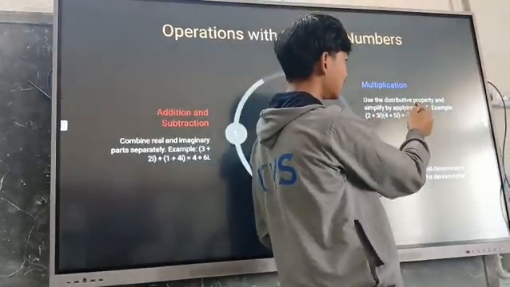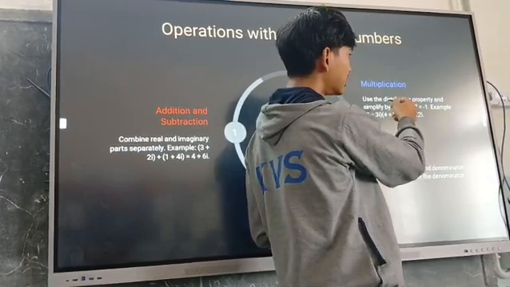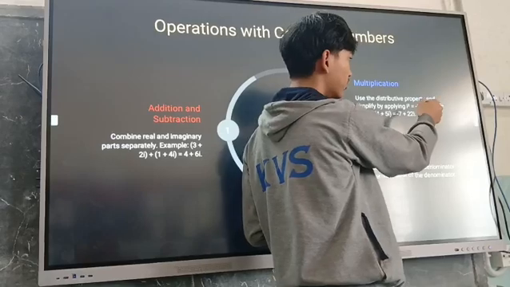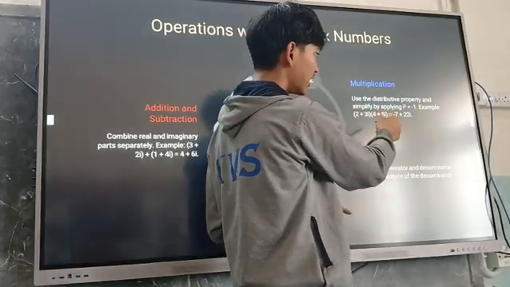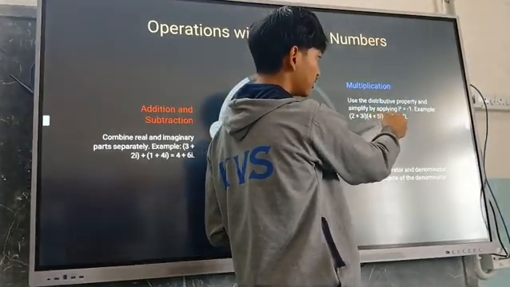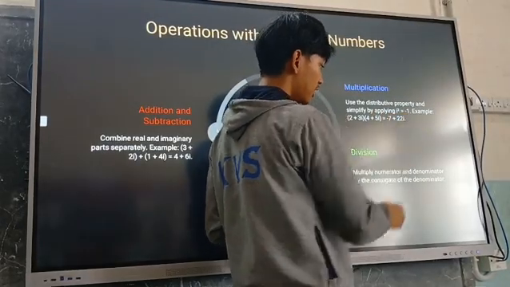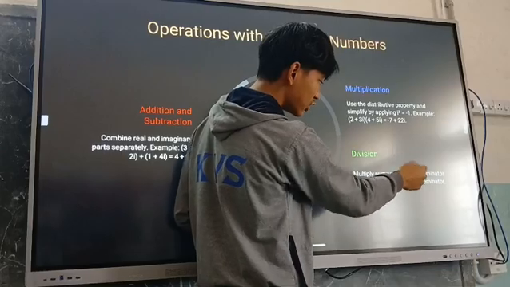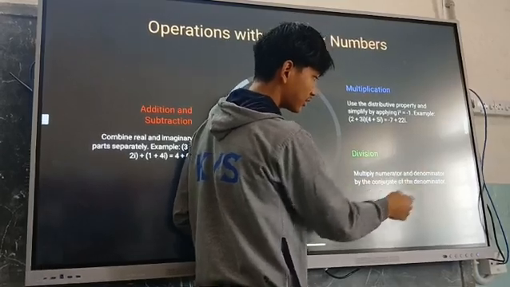Next is multiplication. It uses the distributive property and is simplified by applying i squared equals minus 1. Example: (2 plus 3i)(4 plus 5i) equals minus 7 plus 22i. And next is division. Multiply the numerator and denominator by the conjugate of the denominator.